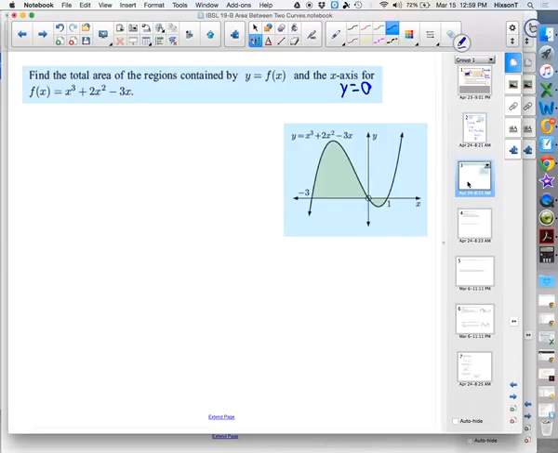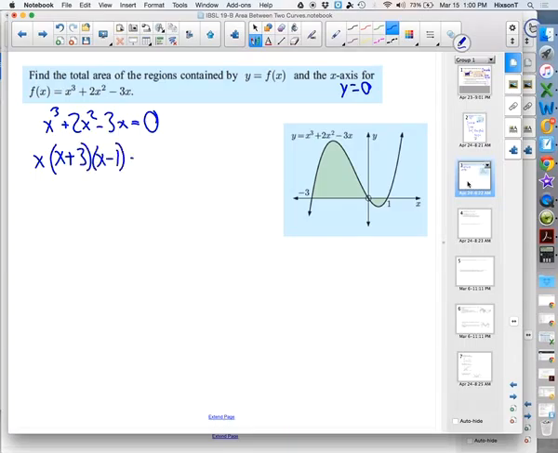Now, check this out. I have 3 intersection points with x cubed plus 2x squared minus 3x and 0. Okay? I am intersecting the line y equals 0 with my function, in other words, finding the zeros. If I were to factor this, I'd get x times x plus 3 times x minus 1, and I get those intersection points to be 0, -3, and 1. Okay?